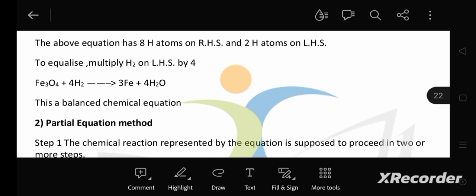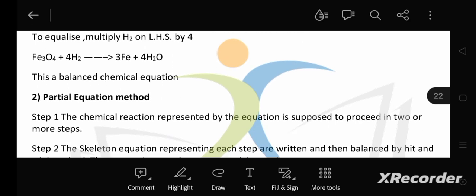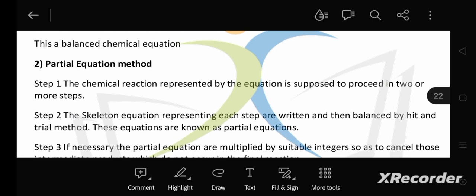Now next is your partial equation method. In this partial equation method, the chemical reaction represented by the equation is supposed to proceed in 2 or more steps. Now by this method, suppose a chemical reaction is happening in 2 or more steps, then you have to write those steps separately. The skeleton equation representing each step is written and then balanced by hit and trial method. You have to write all those skeleton equations.